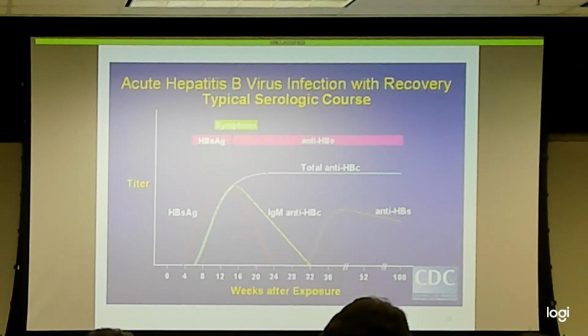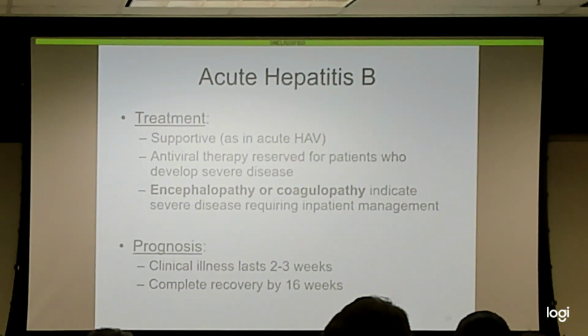The antibody for the surface is going to show up at like 32 weeks. And then the total antibody for hepatitis B core hangs out for a little while because you're building antibodies for it. So treatment is supportive, like hepatitis A, with antiviral therapy reserved for patients who develop severe disease. Encephalopathy or coagulopathy indicates severe disease, so they require inpatient management.